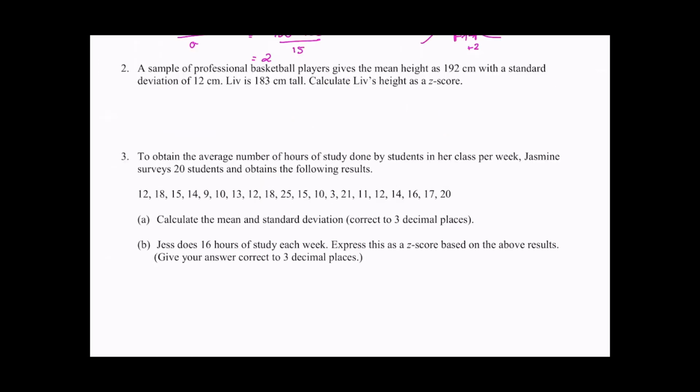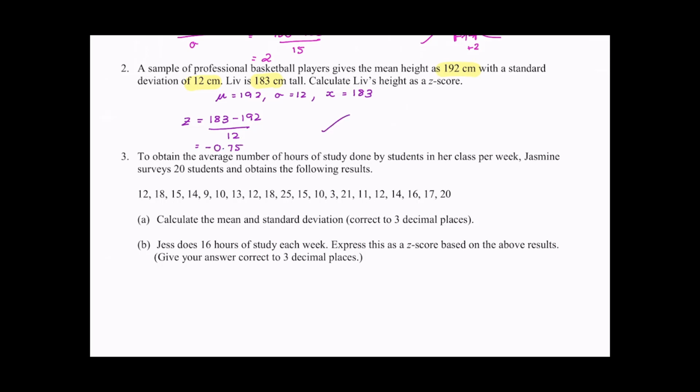Looking at question 2, I'm going to do exactly the same thing. A sample of professional basketball players give the mean height as 192 with a standard deviation of 12, and Liv is 183 centimetres tall, and I need to calculate her Z-score. Once again, I know my mean is 192, my standard deviation is 12, and my score, in this case Liv's height, is 183. So my Z-score is 183 minus 192 all over 12, and I get an answer of negative 0.75.